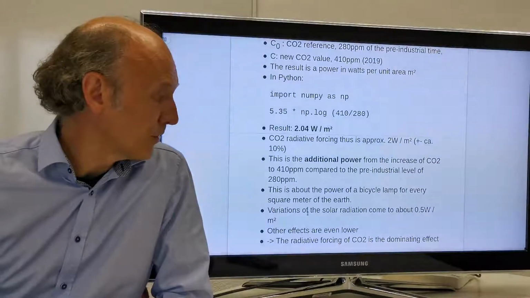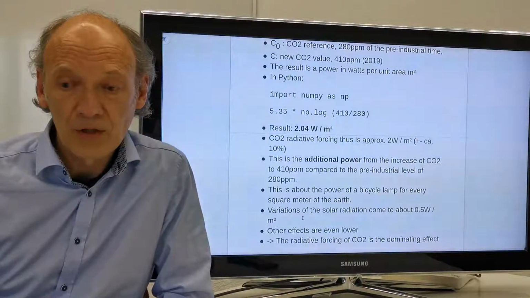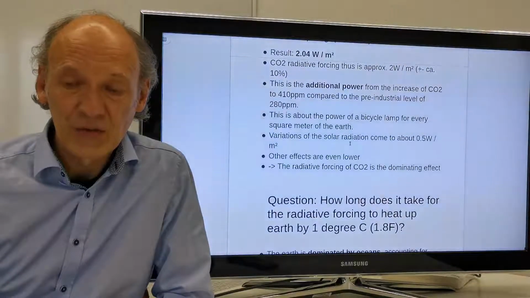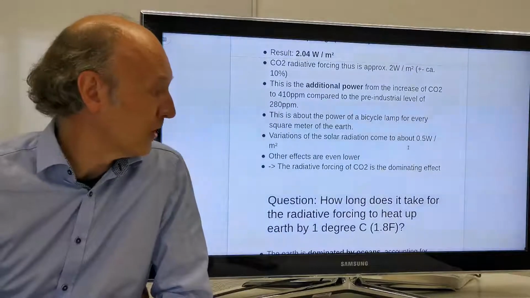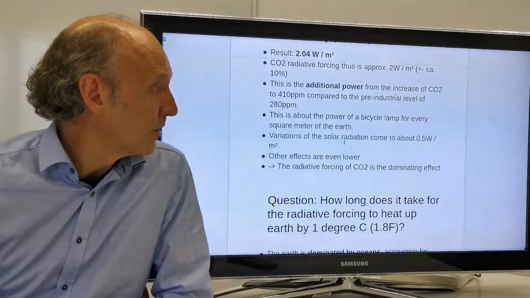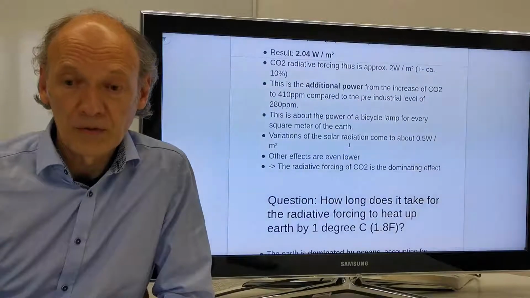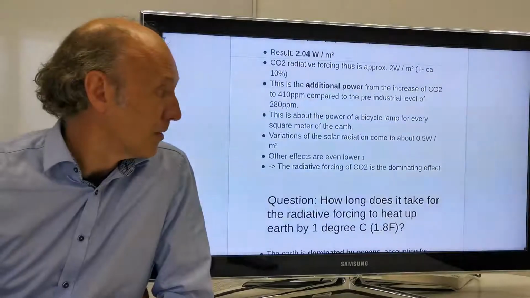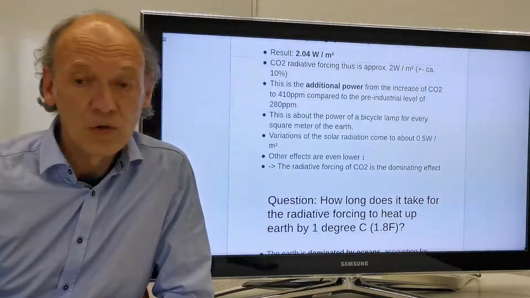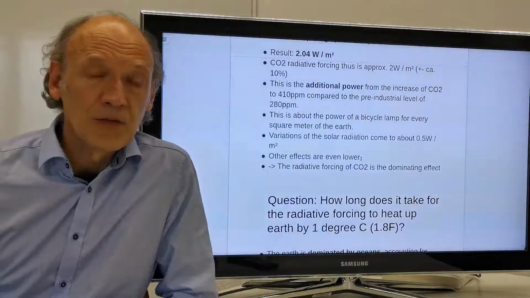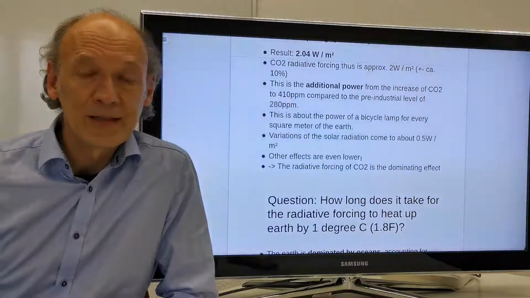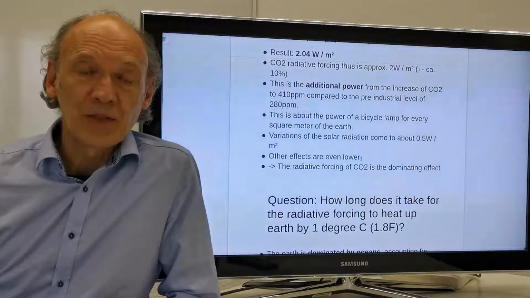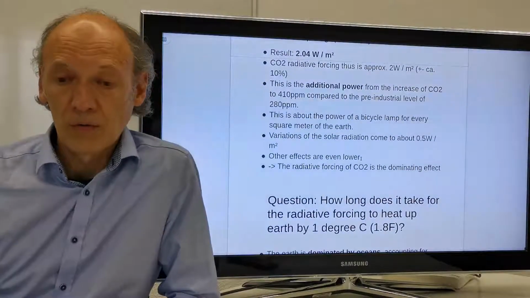We can also compare it to variations in solar radiation. The sun is not constant all the time. There are slight changes, but that comes only to about 0.5 watts per square meter. So it's not as much as the radiative forcing of CO2. There are also other effects, but these are even lower. So again, for our estimation, we concentrate on the dominating effect, and the dominating effect here is the radiative forcing of CO2. This basically dominates how Earth is heating up.